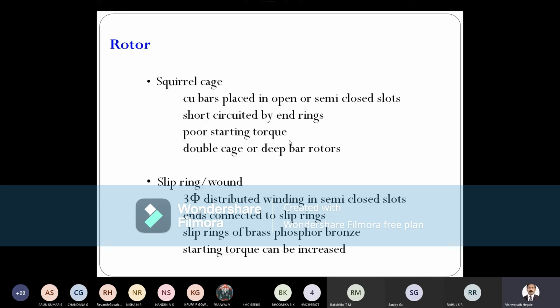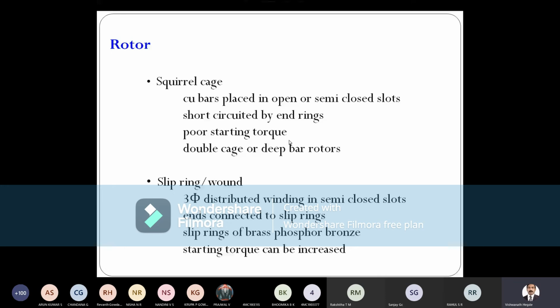The starting torque is proportional to the rotor resistance. Smaller the resistance, smaller will be the starting torque, or higher the resistance, higher will be the starting torque. So, this is a limitation. Here itself, you should observe. The starting torque of a squirrel cage induction motor is very poor.